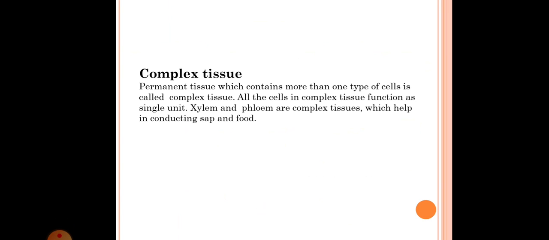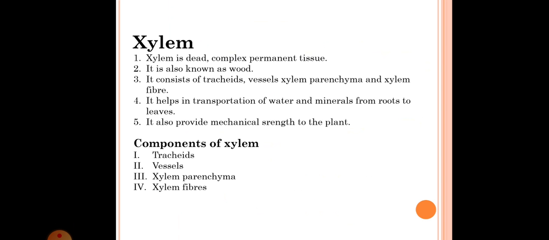Permanent tissues which contain more than one type of cell are called complex tissue. All the cells in complex tissue function as a single unit. Xylem and phloem are complex tissues which help in conducting sap and food. So this is the definition of complex tissue. Next we'll see the xylem, the first complex tissue.